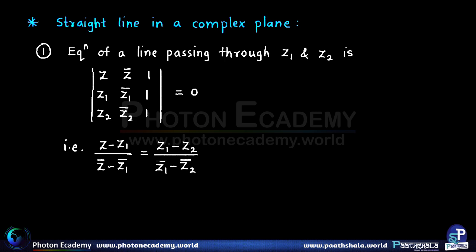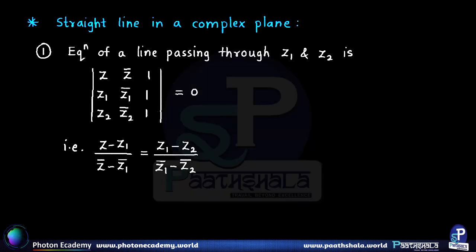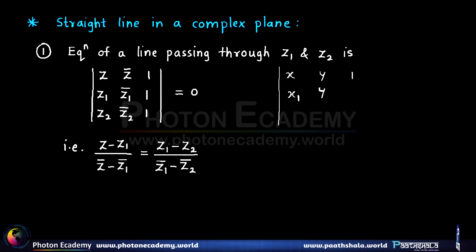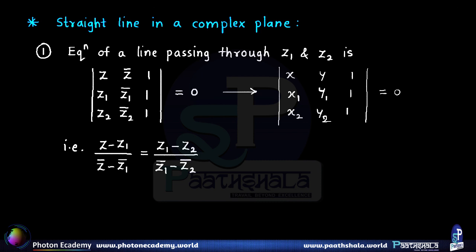Now we can see that it is easy to remember this equation because if we consider the corresponding counterpart in ordinary plane coordinate geometry, then that is given by the determinant x, y, 1; x1, y1, 1; and the second point, x2, y2 and 1, and this determinant is required to be equal to 0. Right, so therefore this particular determinant for a complex line is very much analogous.